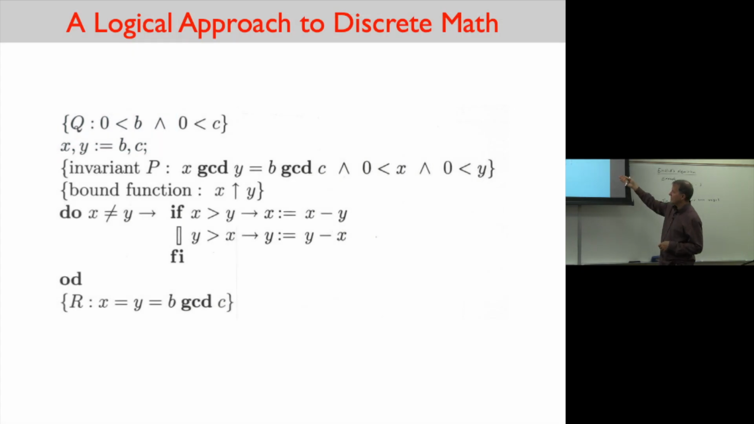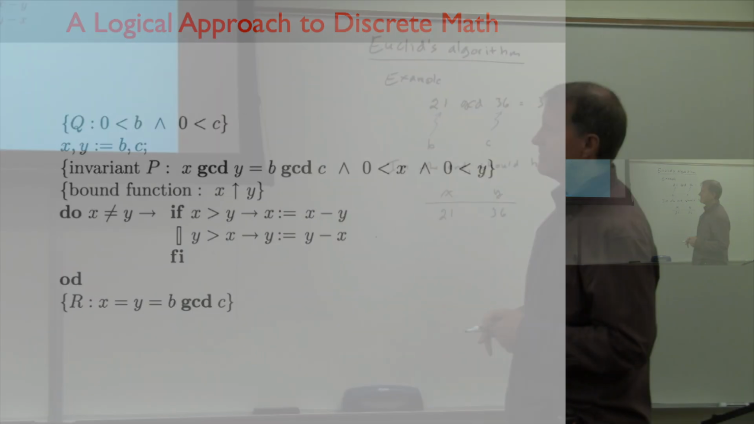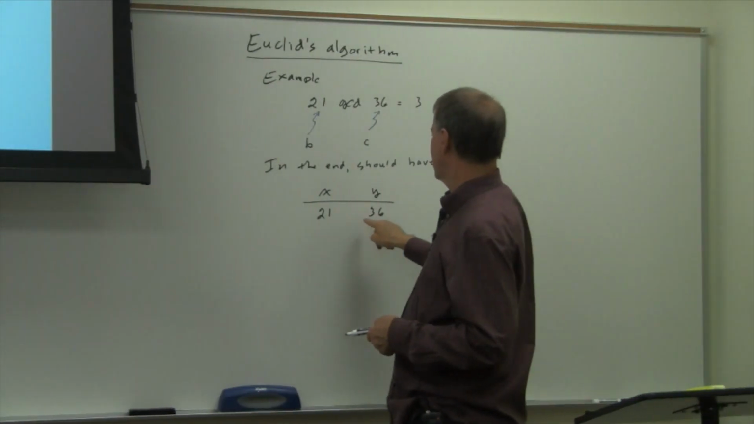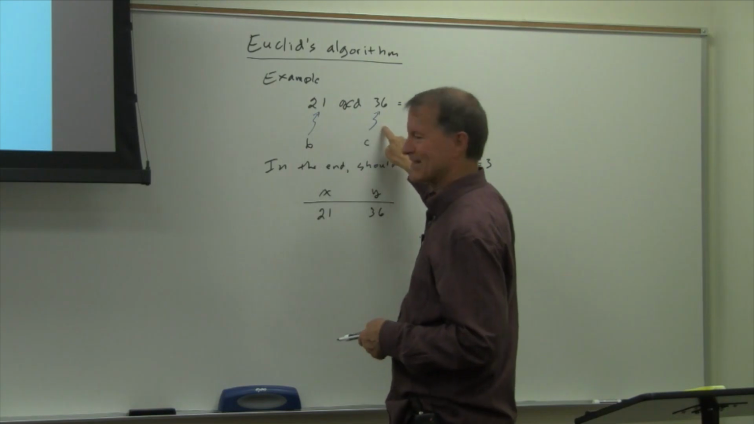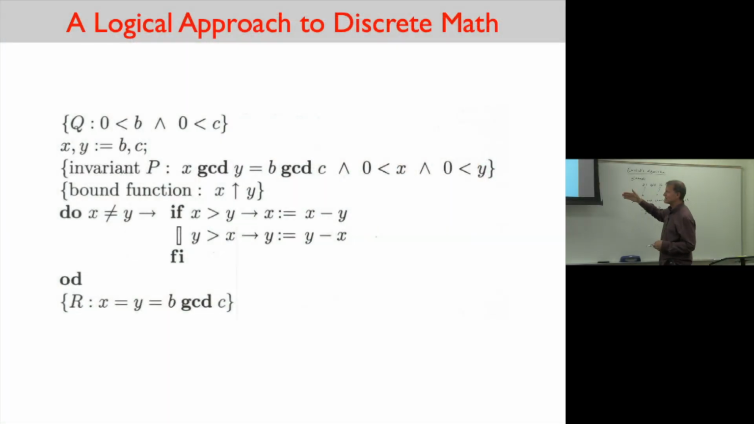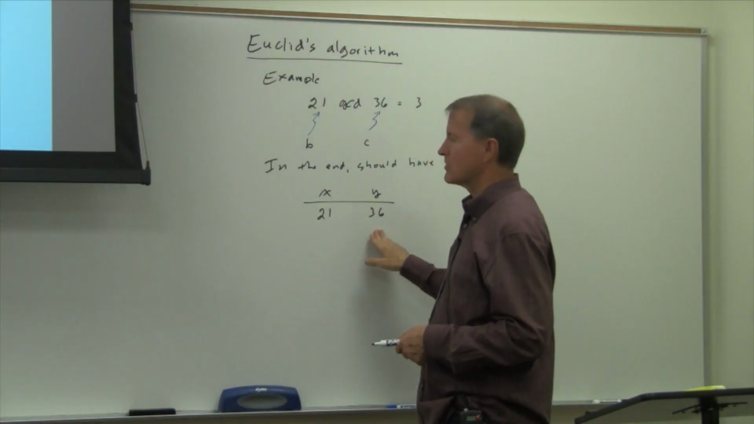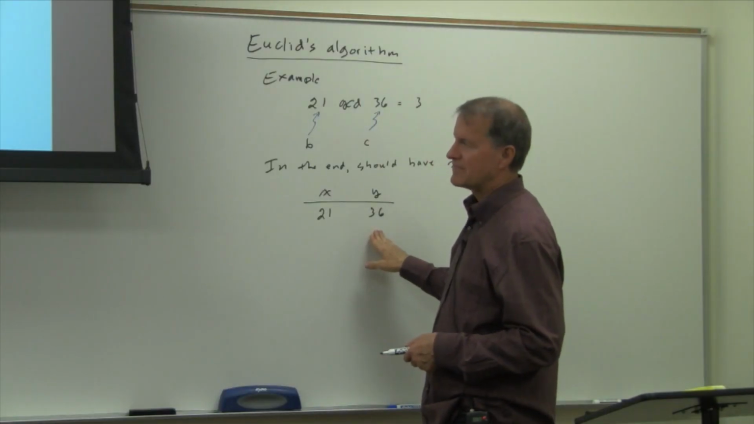Now we claim that we have this invariant P: X GCD Y equals B GCD C. Is that true? Of course, because we just set X and Y to B and C. So X GCD Y has to equal B GCD C because X equals B and Y equals C. And furthermore, X and Y are both positive because we said B and C had to be both positive. So that's our invariant. Now, watch how this works. Our guard is X is not equal to Y. 21 is not equal to 36, true or false? That is true.